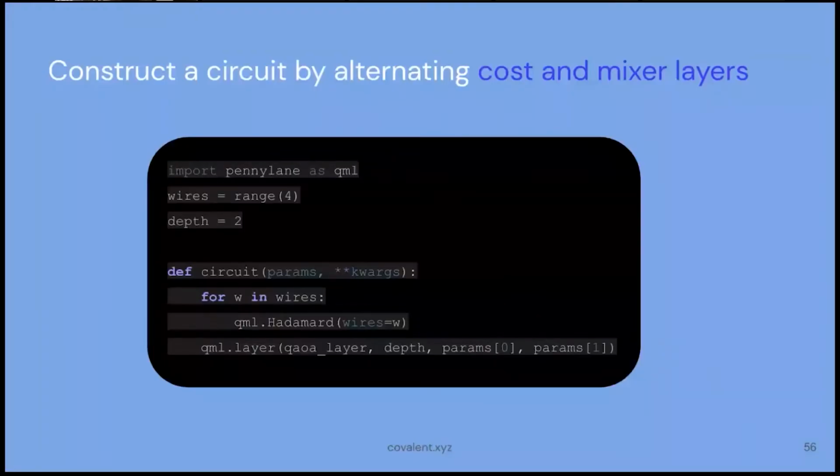Now we can construct our circuit by alternating between cost and mixer layers. As before, we start off with our Hadamard gate. We have a depth of 2, which means that we apply our cost and mixer twice when we do this QML.layer step here in our quantum circuit.